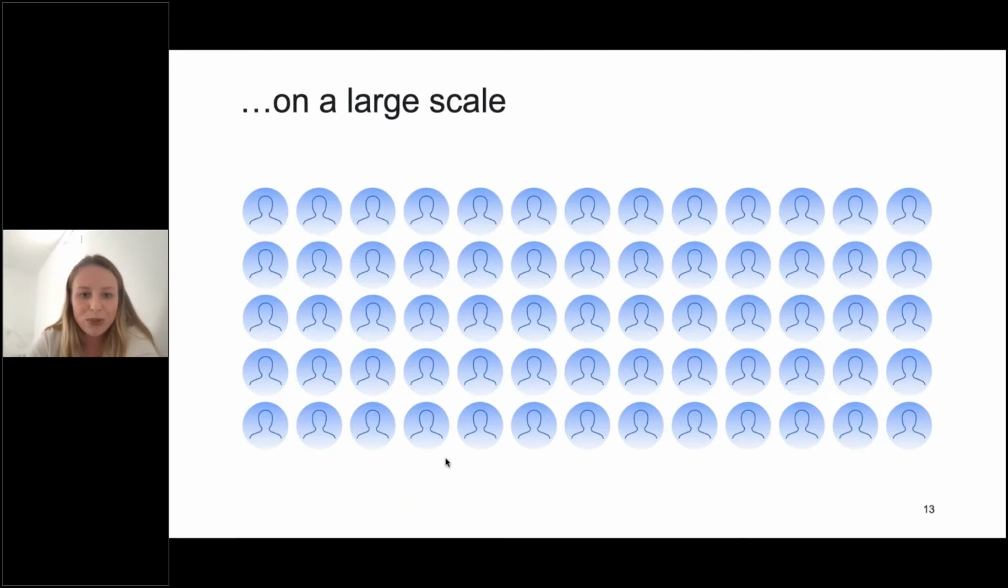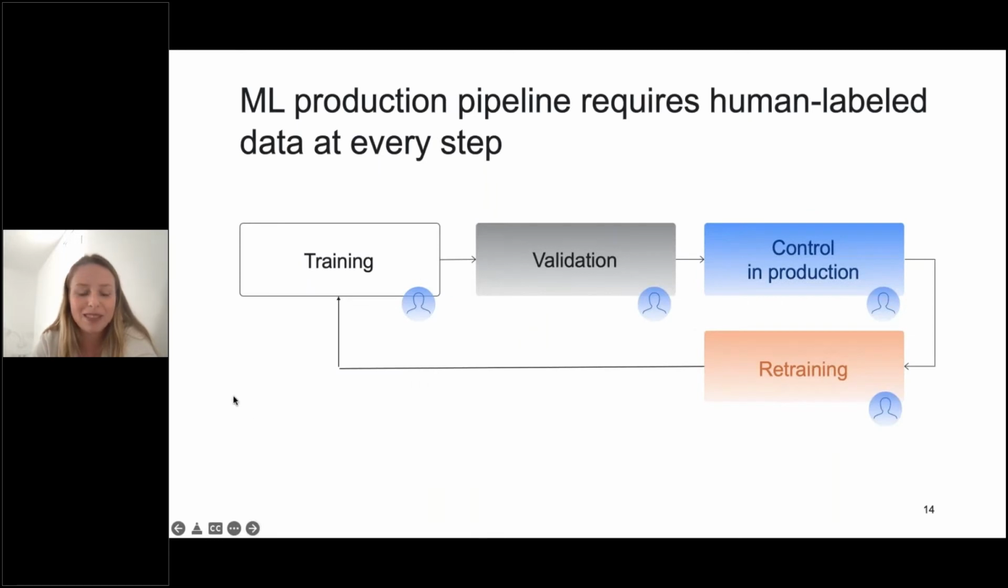So I want to show you a slightly revised pipeline here. It's exactly the same pipeline you have seen before, but I have added a human icon at each step just to represent human involvement in each of those steps. So in order to train our algorithms, we need data labeled by humans. The same is true at the validation step.